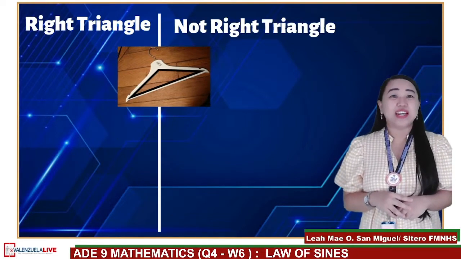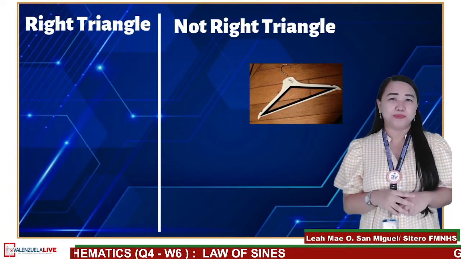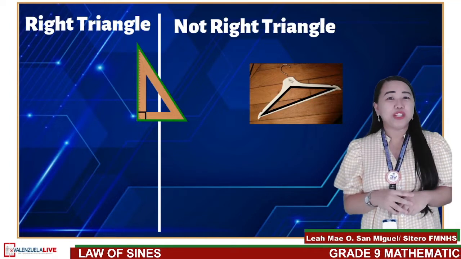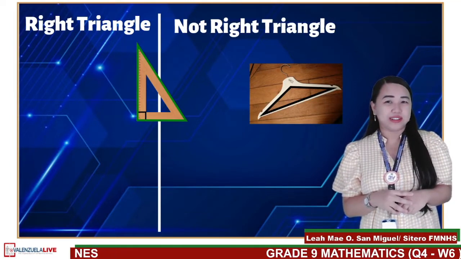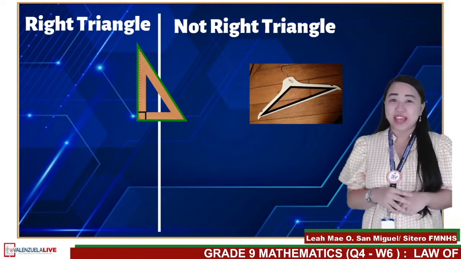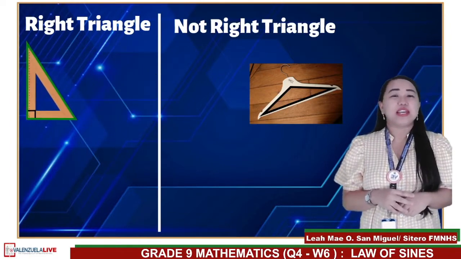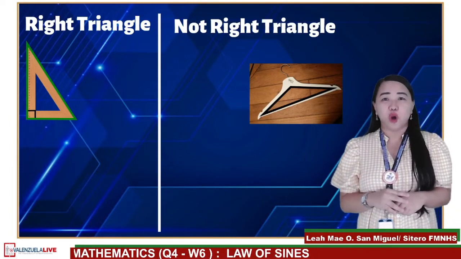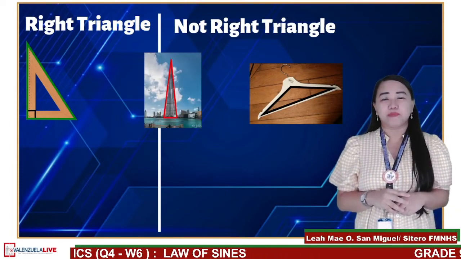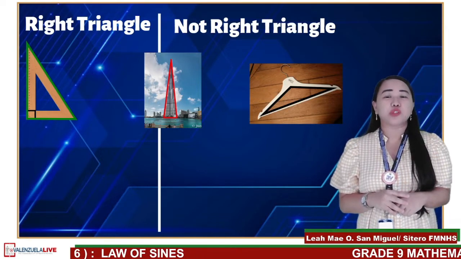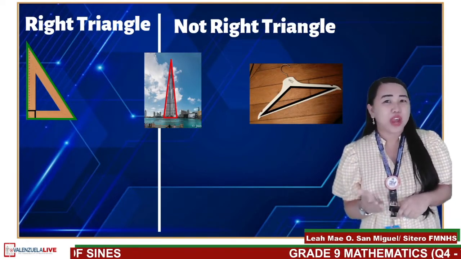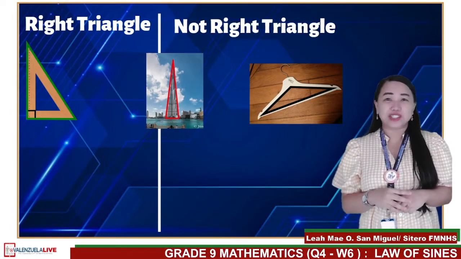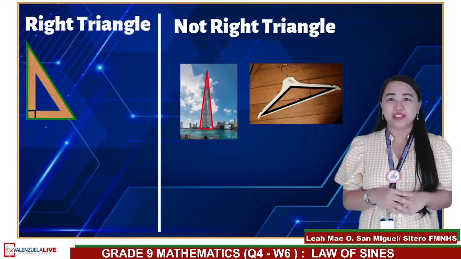Very good. It is not right triangle. Second picture. Comment your answer below. Great! It is a right triangle. This is a 30-60-90 triangle used in drawing. Third picture. This is one of the front views of the Burj Khalifa. What is your answer? Excellent. This is not right triangle.